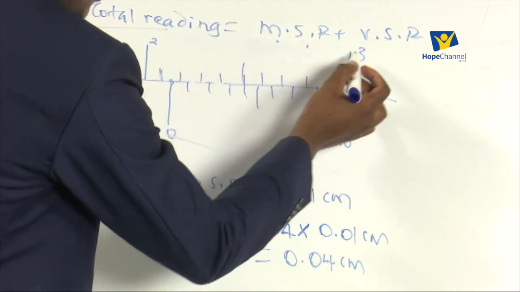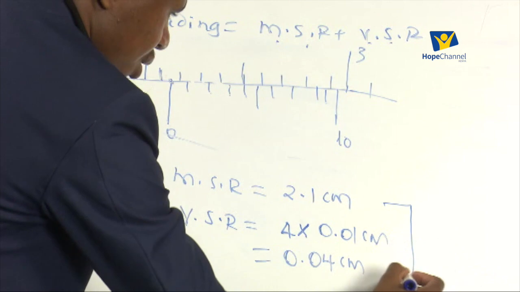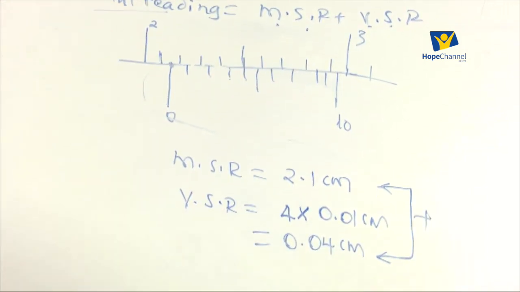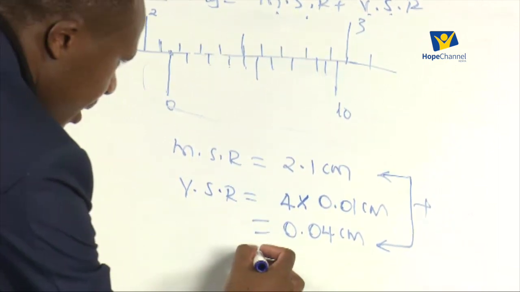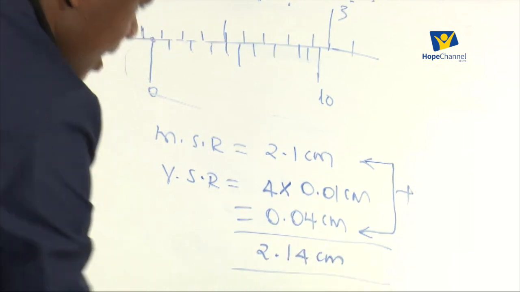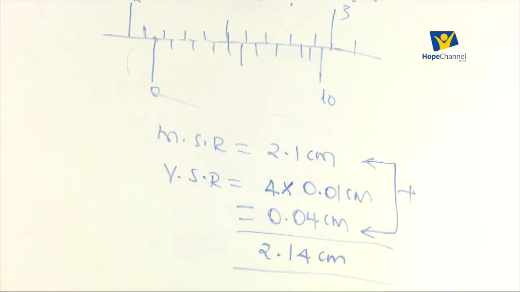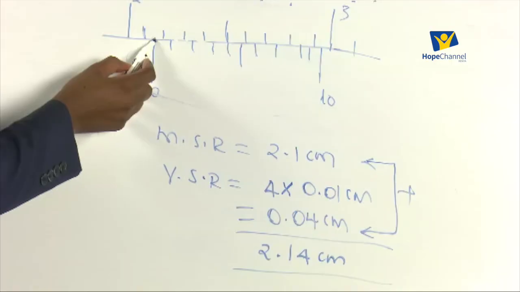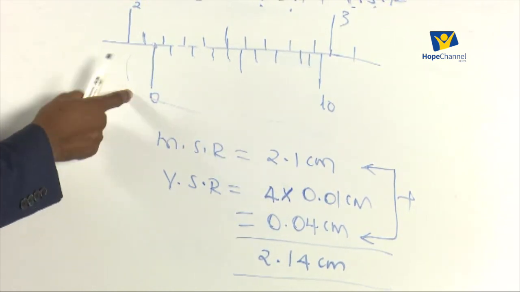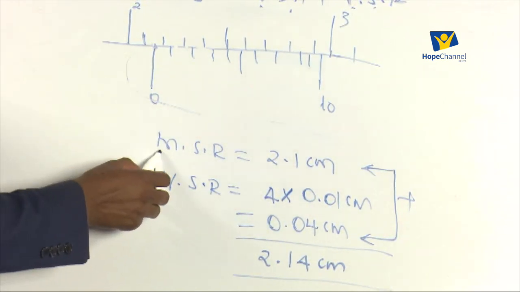So now the total reading displayed, as we already said, is the summation of the main scale and the vernier scale reading. So we have these two summed together: 2.1 plus 0.04. This will give us 2.14 centimeters. That is the reading displayed by the vernier calipers on this diagram here. The only important thing is that for the main scale, we consider a point to the left of where the vernier scale begins. Wherever it is starting from, you consider a point to the left of it. That will give you the main scale reading.